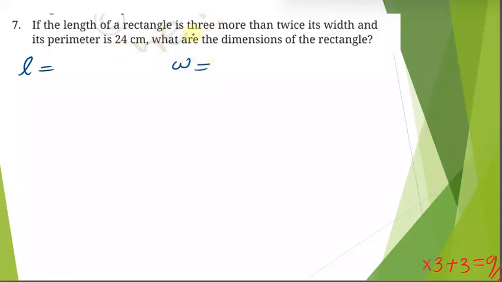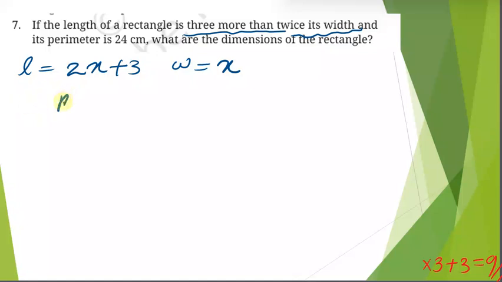So given the length of the rectangle is 3 more than twice its width. Let us take the width as the smaller one, that is x, and the length will be 3 more than twice the width. Twice the width means 2 times x. Twice means 2 times. Now 3 more means plus 3. Right. So we got the length as 2x plus 3 and the width as x.